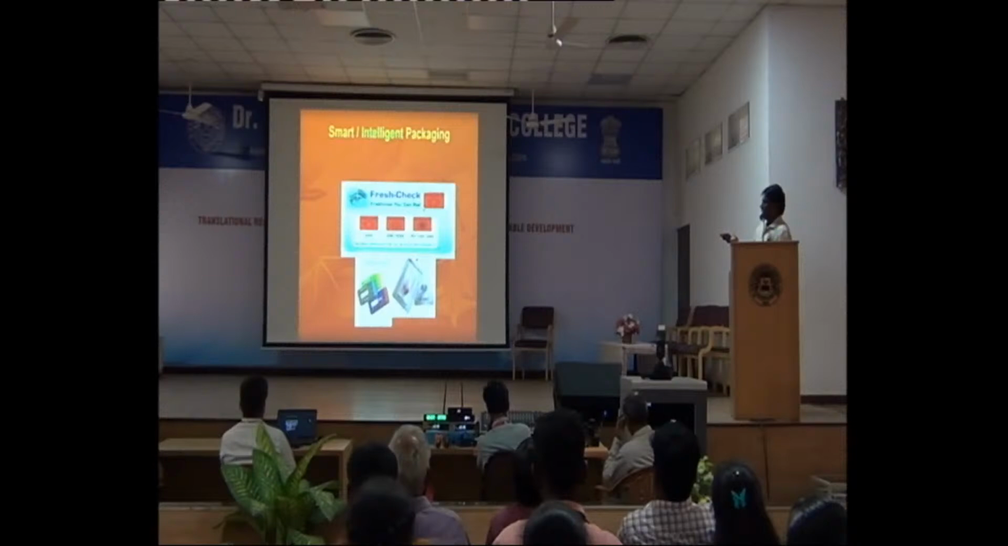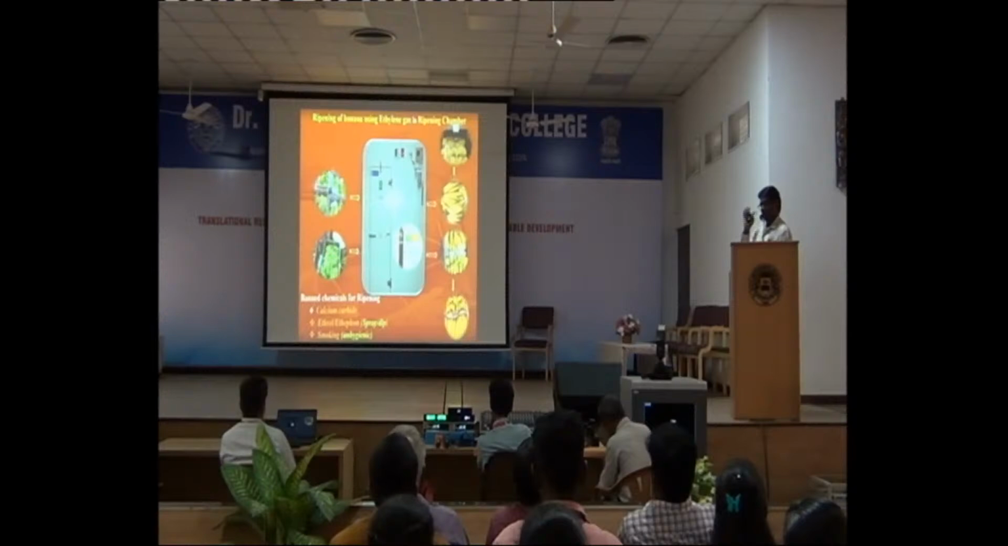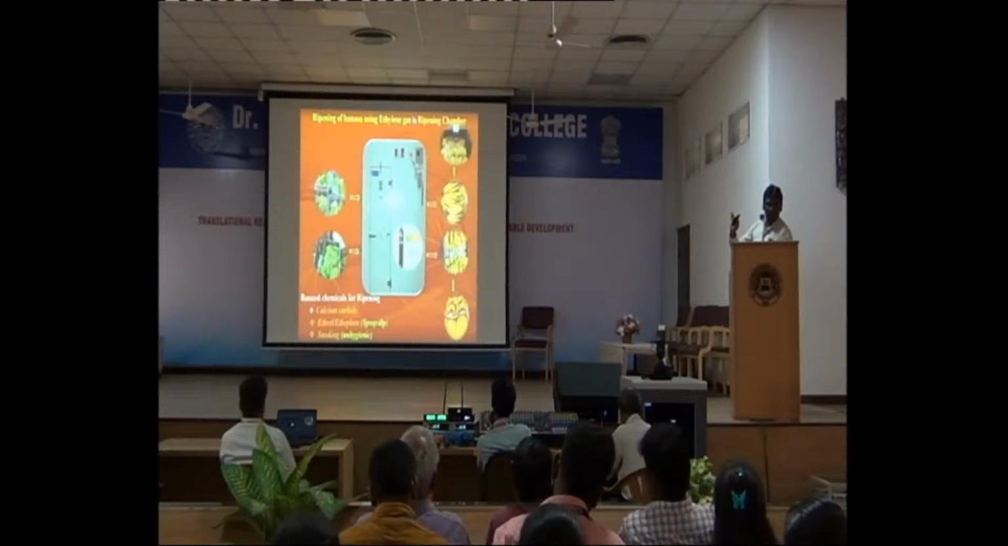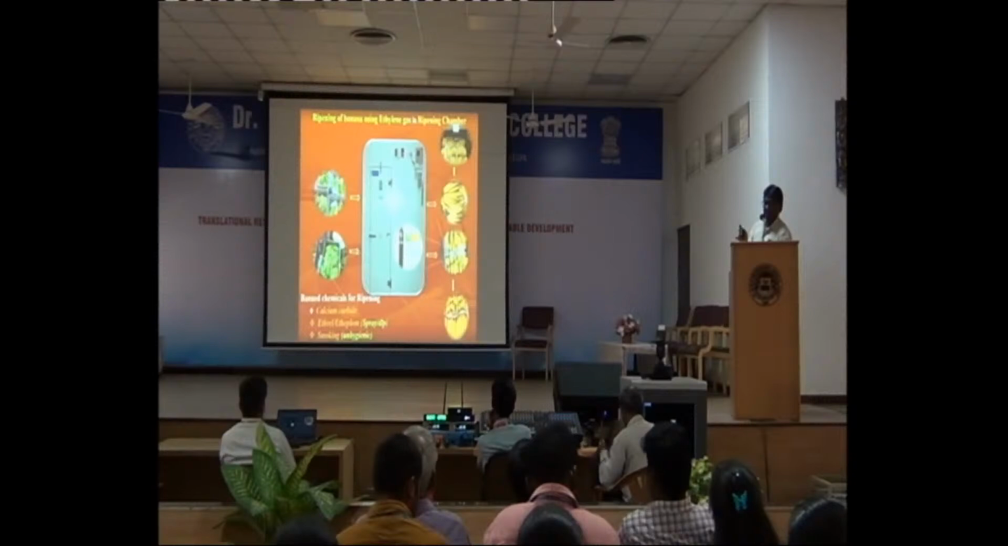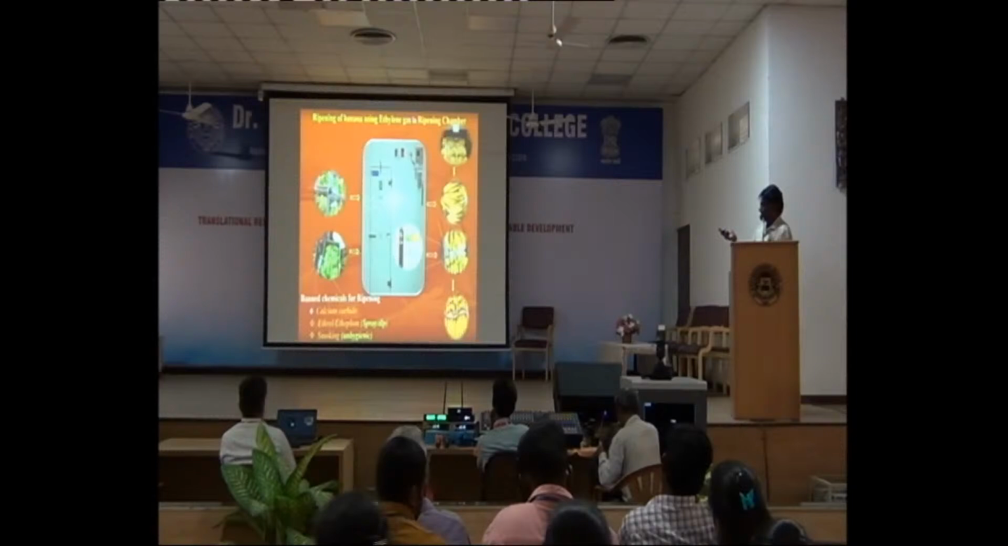When you use ripening, generally people say there is a lot of problem in ripening. The Food Safety and Standards Authority of India has banned these kinds of chemicals. Calcium carbide stone for ripening purpose is banned. It is inducing cancer. Then comes ethephon, a solution, either spray or dip. It should also not be used; it is banned for ripening purpose. Then smoking is an unhygienic problem.